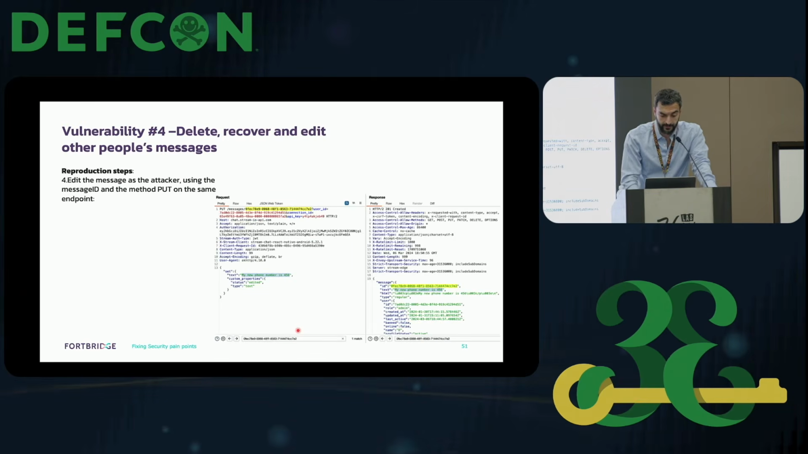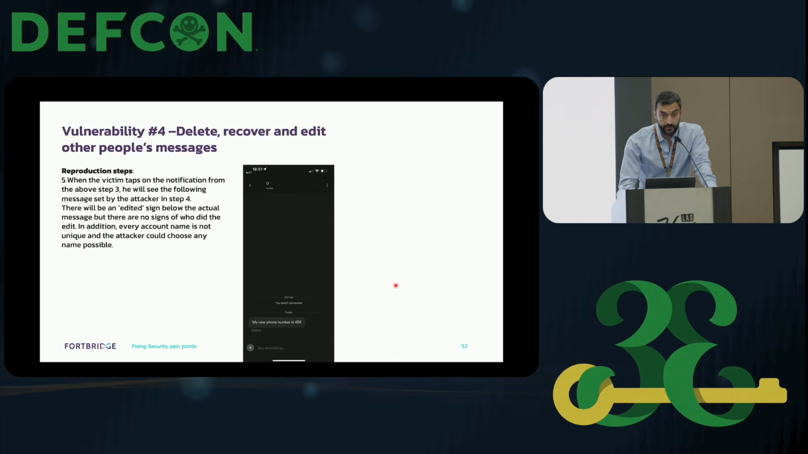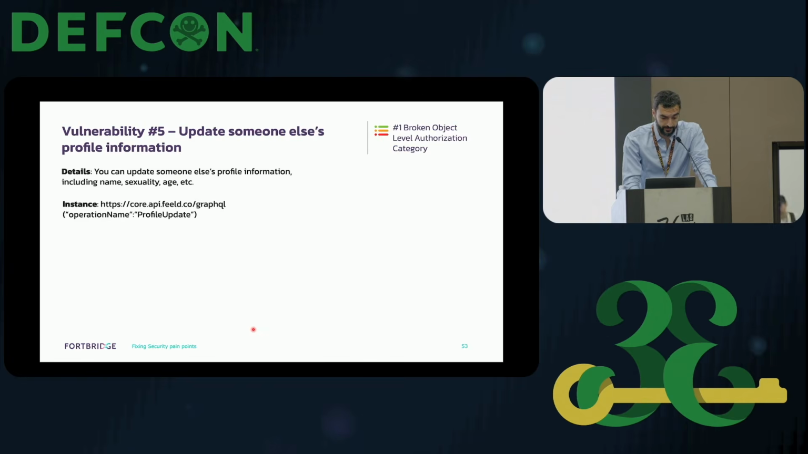However, if as an attacker, we apply the put method on this message ID 72 saying my new phone number is 456, so completely something else, then this will be reflected in the response. And now when the victim clicks on the previous notification, it will see the new message, my new phone number is 456, saying below edited. However, the victim cannot know who edited that message, if it was the original sender or someone else. So it has no knowledge regarding that. Might have been the original sender.